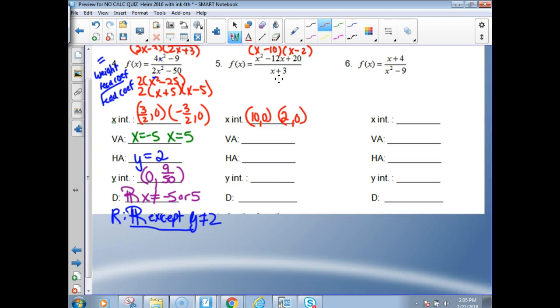The vertical asymptote, now I look at the denominator. I say x plus 3 can't equal 0, so that's going to be negative 3. X equals negative 3 is my vertical asymptote.